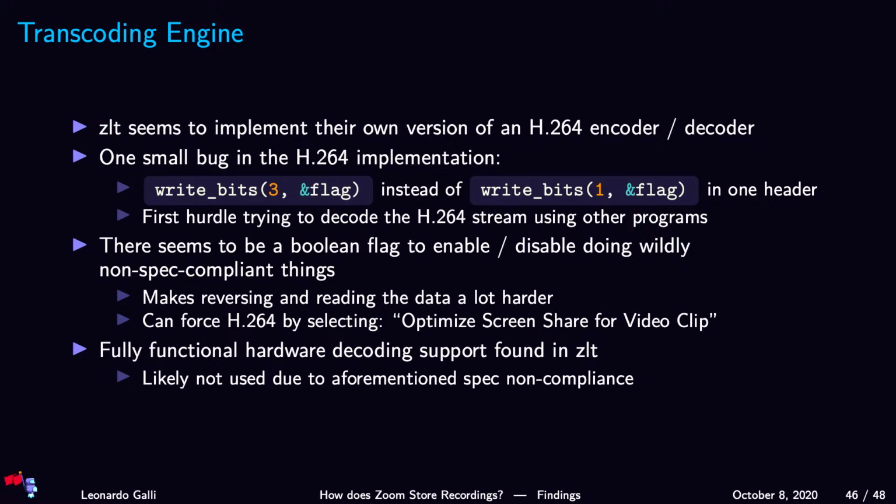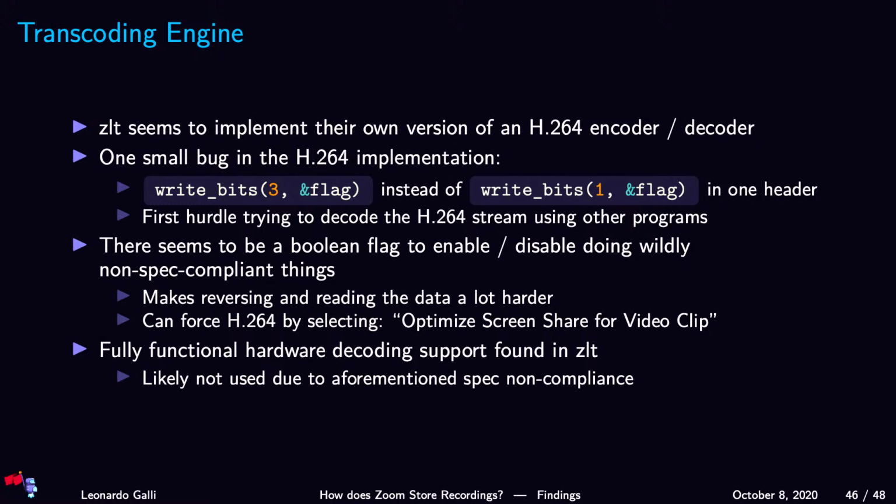And then lastly, the transcoding engine, which I spent a lot of time reversing, which in the end, again, was pointless, but oh well. We have it here. So CLT, SATLT seems to implement their own version of an H.264 encoder/decoder. I don't know why, they just do.